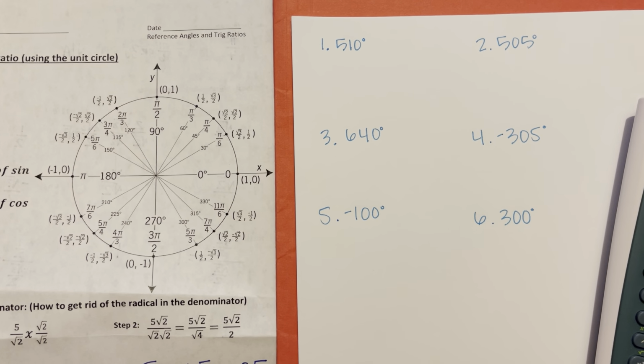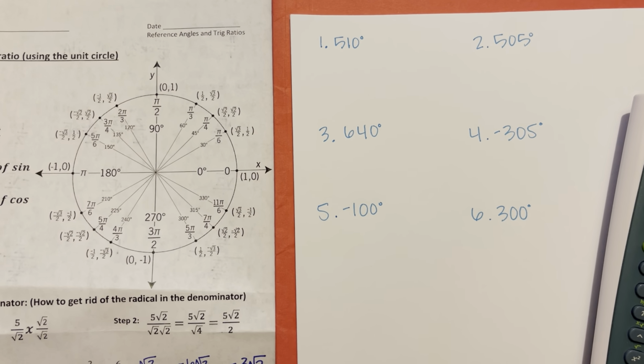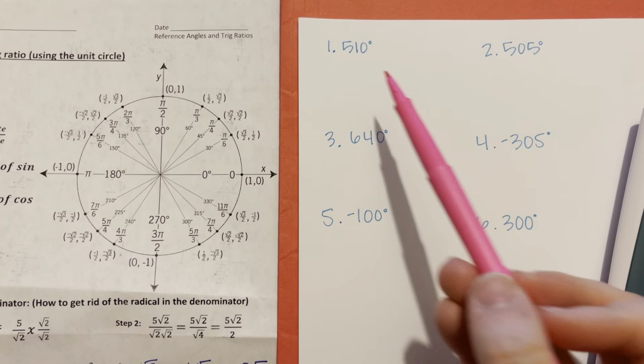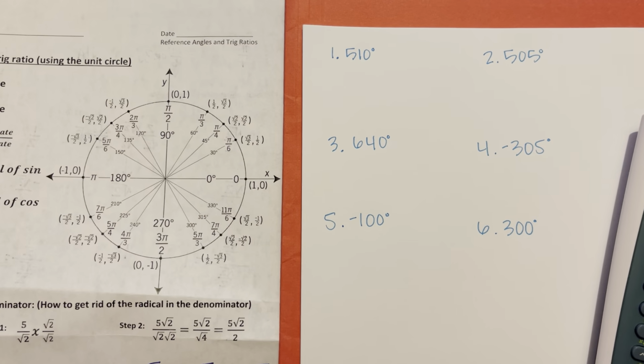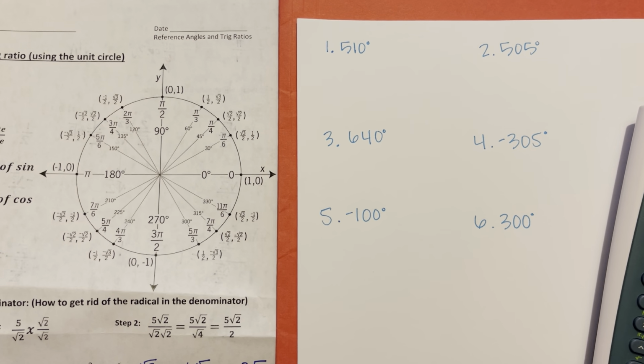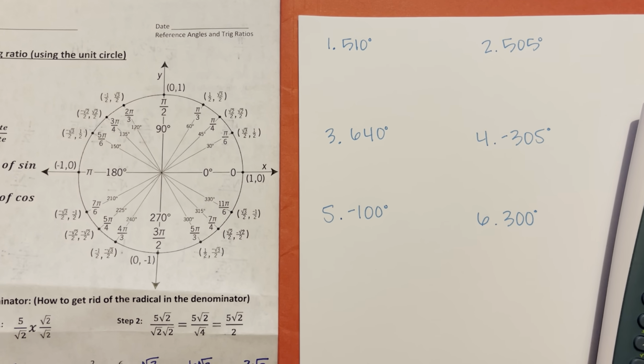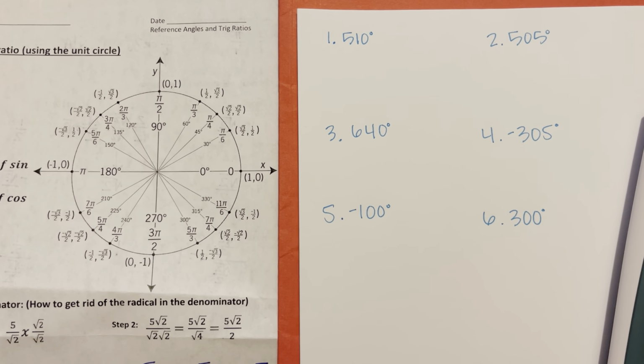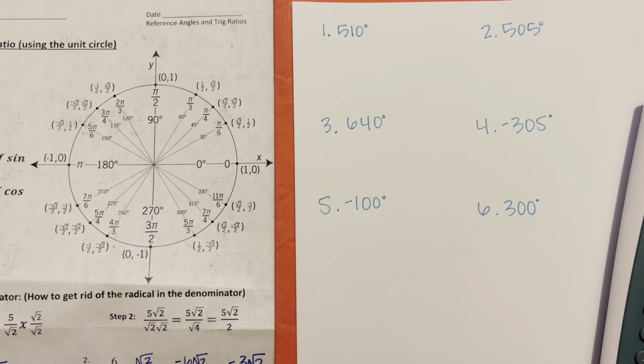In this video, I'm going to show you how to find the reference angle for angles that are in degrees. The first one that we have is 510. Because that number is greater than 360, I'm going to find a coterminal angle that is between 0 and 360. That's the best way to start these.